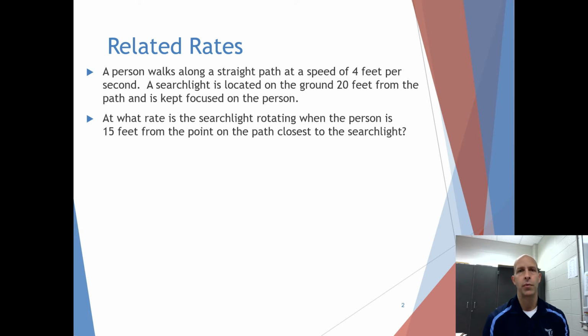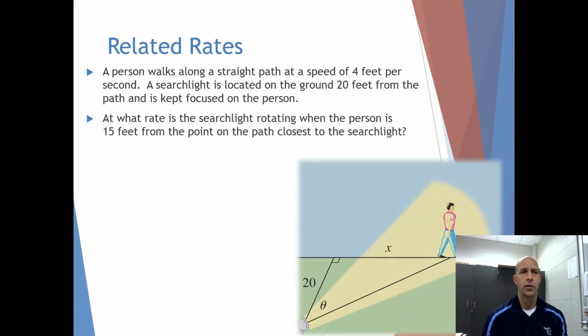This is the section where students get to see why or how calculus could be used in some real-life applications. Here's the scenario, and this is one of the things that makes it really tough: these are story problems. Students typically struggle with those. A person walks along a straight path at a speed of 4 feet per second, and a searchlight is located on the ground 20 feet from the path and is focused on the person. Here's a picture of what that might look like.